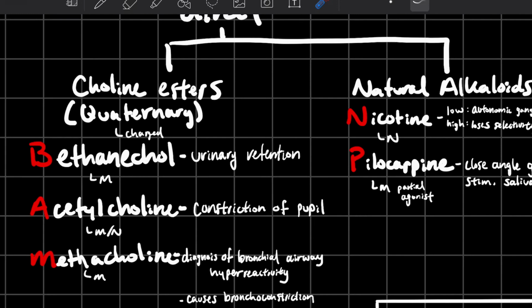Your methacholine is going to be for the diagnosis of bronchial airway hyperreactivity. And what that means is just diagnosing asthma, okay? And the way it does that is that it causes this bronchoconstriction, right? So it's going to stimulate those M3 receptors, and because of that stimulation of your PNS, remember, it's going to constrict your lungs, your bronchioles, and as a result, those who have asthma but don't know it yet are going to have a harder time breathing than those who don't.